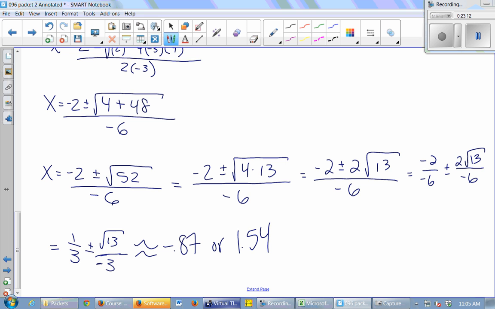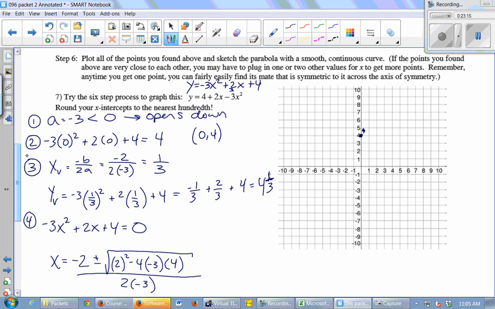All right, so -0.87 and 1.54, I can plot those. -0.87 is like right here. 1.54 is about right there. My axis of symmetry is the vertical line that goes through the vertex. And then I should have a point symmetric to the y-intercept on the other side of the axis of symmetry. So that was at 1/3. So the other one should be at like 2/3 right there. And then I just connect them all with the curve.